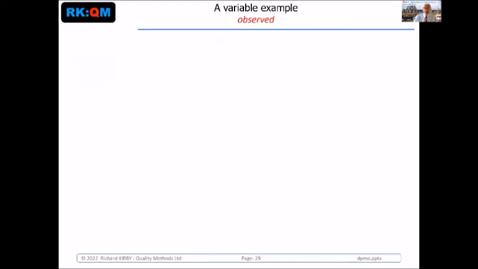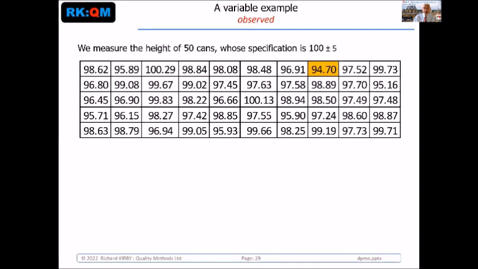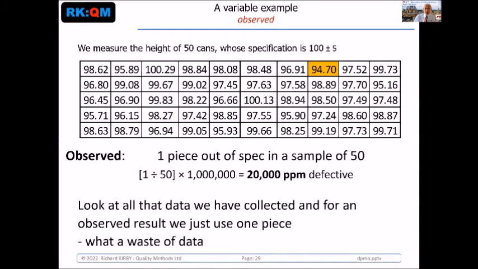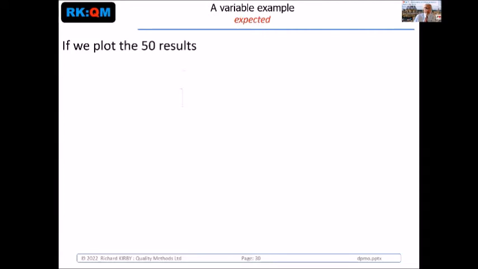Here is an example for an observed variable. We measure the height of 50 cans, whose specification is 100 plus or minus 5. Here's the data sheet with the one out-of-spec measurement highlighted. Therefore, the observed ppm, the one piece outside, divided by the 50 sample times a million, is 20,000. Look at all that data we've collected, and we just used one piece. What a waste of data.